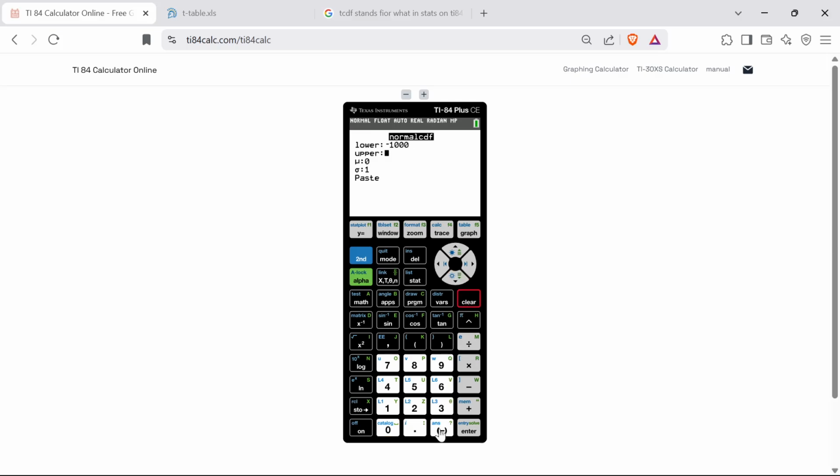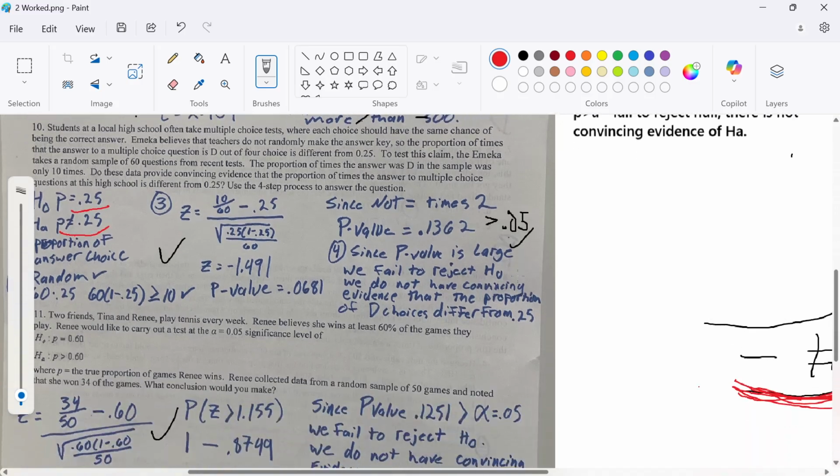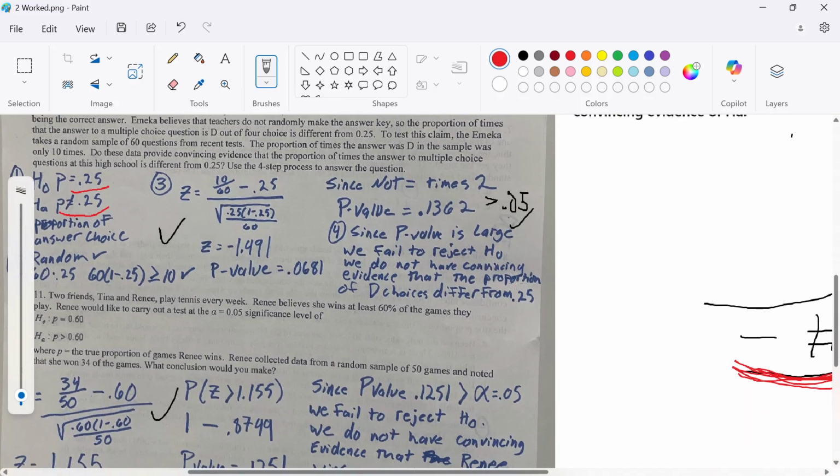And then I'll clear this one and put negative 1.491. Mean is 0, standard deviation 1, down to paste, boom, boom. I get 0.067. Because this is a two-tail test, I multiply that by 2. I get 0.13596. And again, I'm using alpha as 0.05.